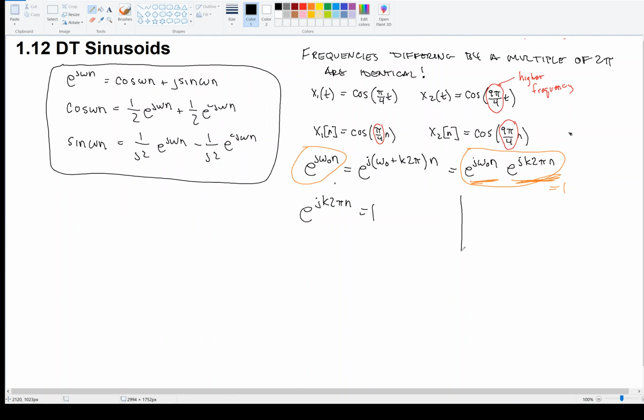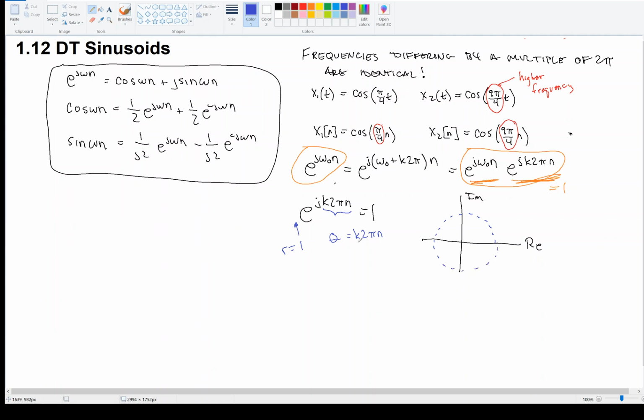Well, let's take what we know about complex numbers. We've got the complex plane. This is the imaginary axis. This is the real axis. We know that this has a magnitude. This is in polar form. This has a magnitude of 1 and a phase. So this is r equals 1 and a phase of k 2 pi n. Okay, so what does a complex number with a magnitude of 1 and a phase of k 2 pi n look like? Well, a magnitude of 1 means it's on the unit circle.